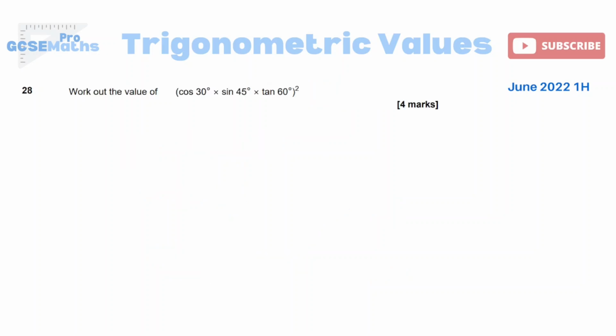Okay, so you might have already got the hang of it by now. The next one we've got: work out the value of cos 30 times sin 45 times tan 60, all of those in brackets squared. So again, first thing, I'm just going to input these values. We know that cos 30 is √3 over 2. Sin 45 is √2 over 2. And finally, tan 60 is just √3.